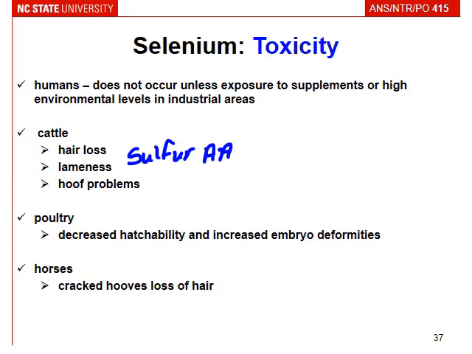In poultry, if you have too much selenium, you're going to see decreased hatchability and increased embryo deformities. And in horses, again, you're going to see cracked hooves and loss of hair similar to our cattle. And once again, that's mainly due to the misfolding of the proteins because we've replaced the sulfur with selenium and are unable to form those disulfide bonds anymore.